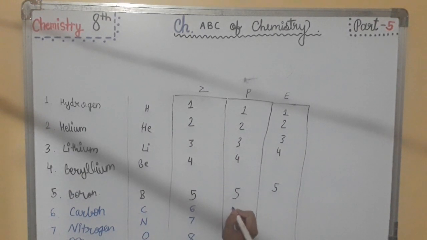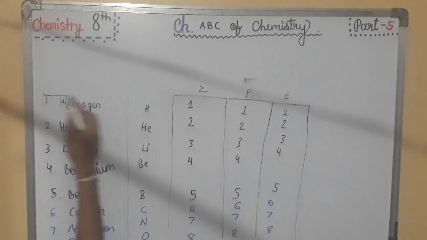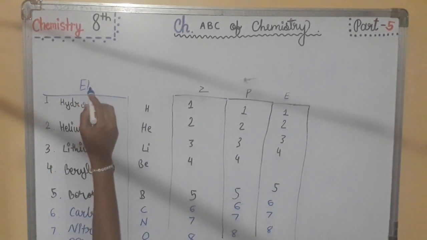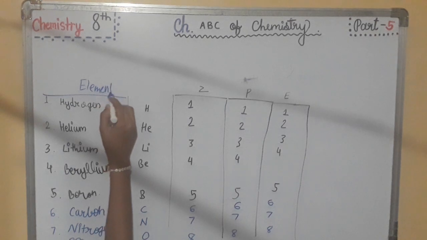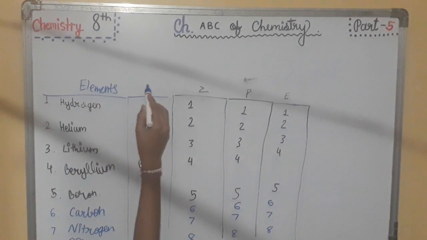Protons in carbon is 6, in nitrogen is 7, in oxygen is 8, and electrons in carbon is 6, electrons in nitrogen is 7, electrons in oxygen is 8. These are the elements and these are the symbols.